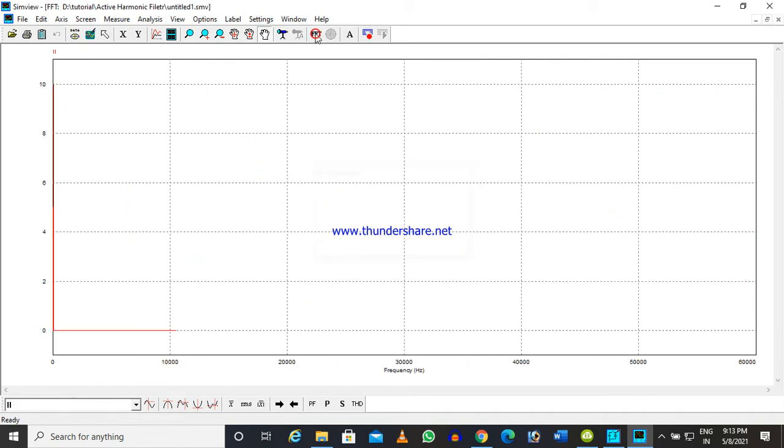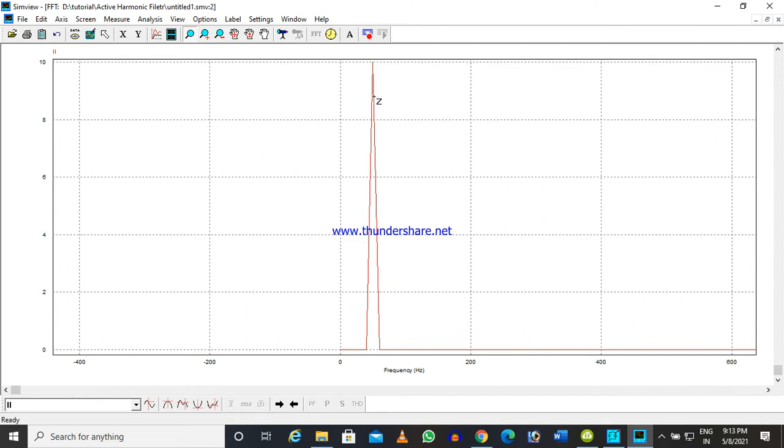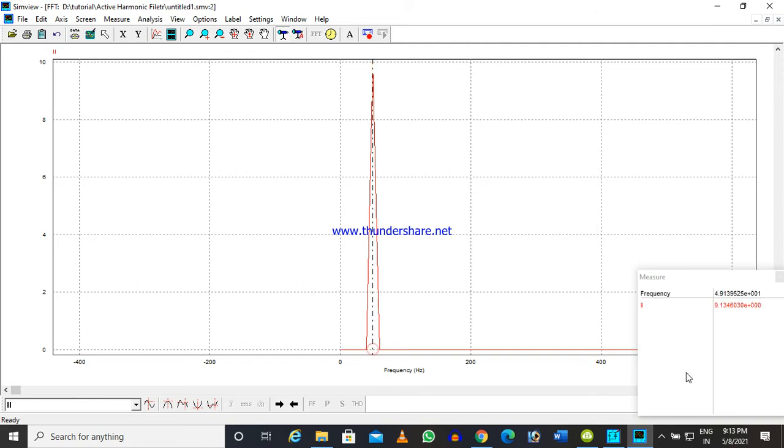Now if you take the FFT, you will only get the component at the fundamental. You see, this is 50 hertz, and you are getting an amplitude of 10 ampere, because your voltage amplitude was 100 and the resistive load was 10. So 100 by 10 is equal to 10.